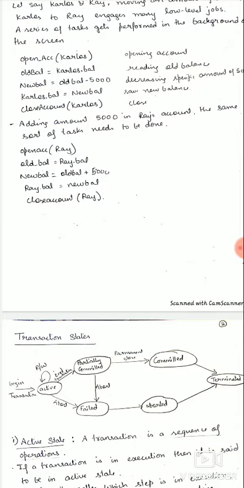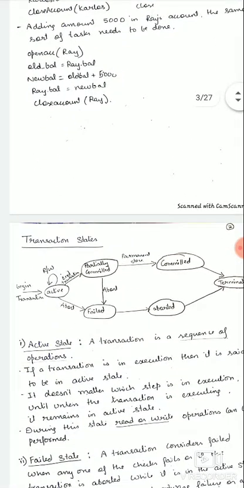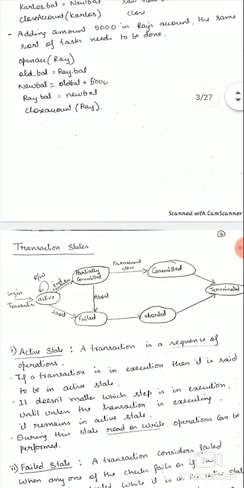So that is partial committed. If all the instructions are done, like first 5,000 is reduced from Carlos's account, and after that the next instruction also, 5,000 is updated in Ray's account, then it will go into the committed state. It is going to permanently store it on our disk database when it enters the committed state.